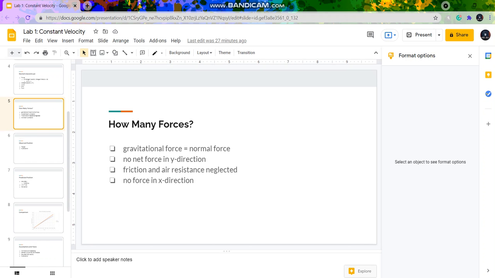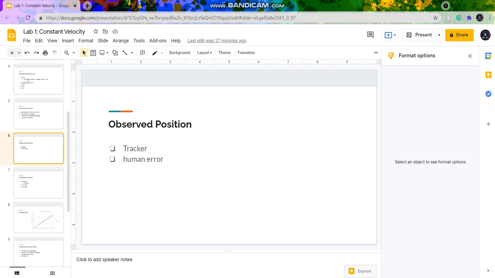Now, even though net force is 0, there are still forces acting on this object. For example, in the y direction, a gravitational force pulls the object down. Meanwhile, a normal force pushes the object up in an equal but opposite direction. The gravitational force and normal force cancel each other out, resulting in no net force in the y direction. In the x direction, friction and air resistance are neglected, thus no force is applied in the x direction. This makes the velocity constant.